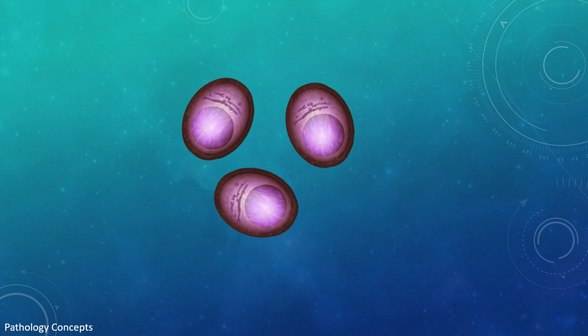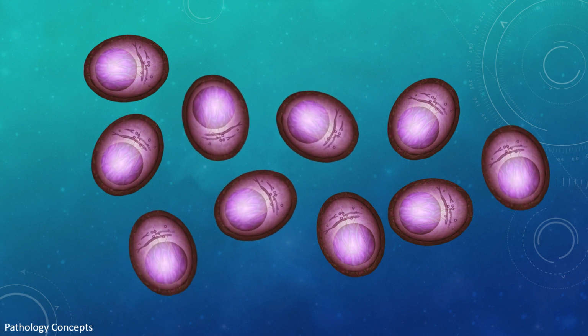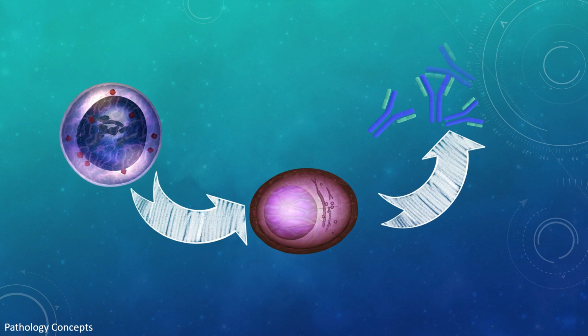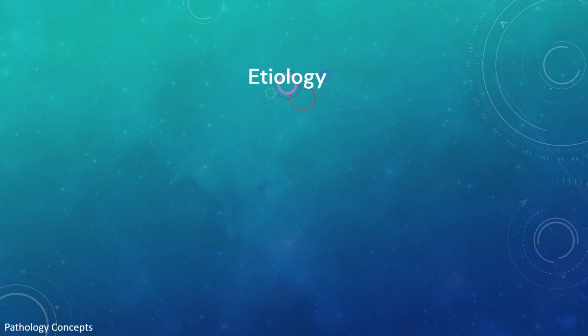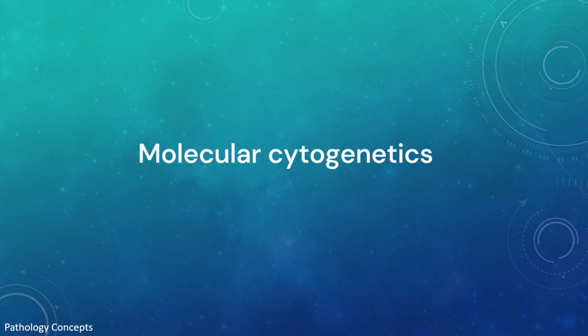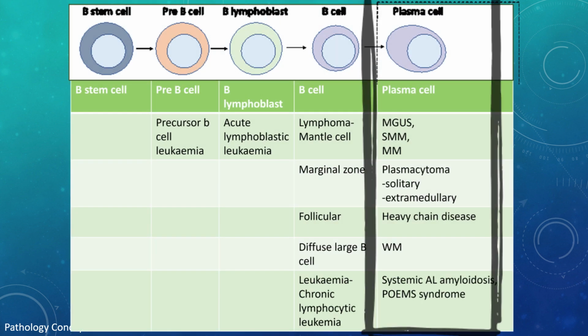Plasma cell neoplasms are a family of disorders characterized by clonal proliferation of plasma cells. A plasma cell is an activated B cell which secretes antibodies. This is an introductory lecture including etiology, clinical features and definitions of plasma cell neoplasms and molecular cytogenetics of multiple myeloma. The spectrum of plasma cell neoplasm includes the following.